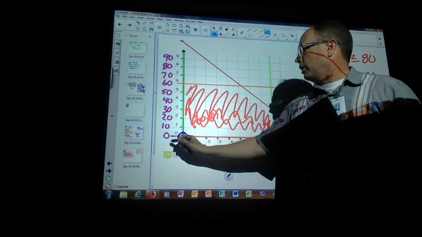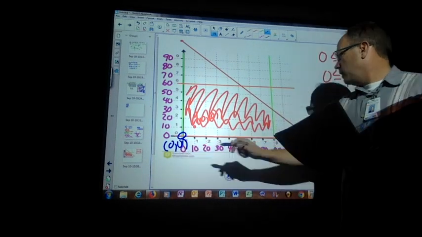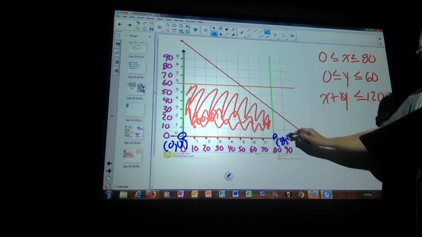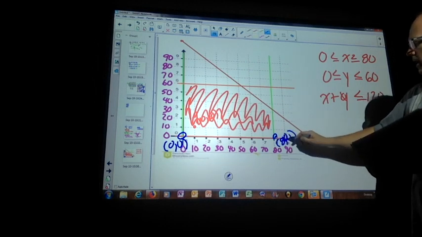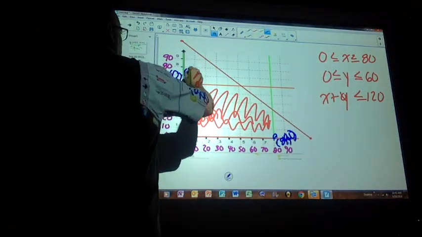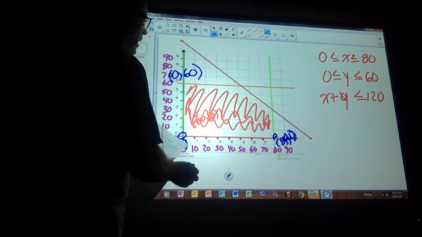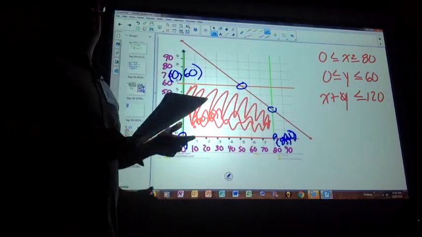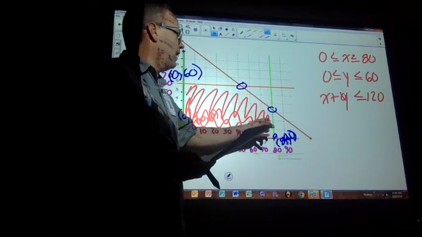Well, I got 0, 0 here. I got down here, that's 80, 0. Oops, that's supposed to be an 80, 0. And then I got up here 0, 60. And then I want to find this one and this one. Okay? Now, it's not as tough as it looks to find those points.